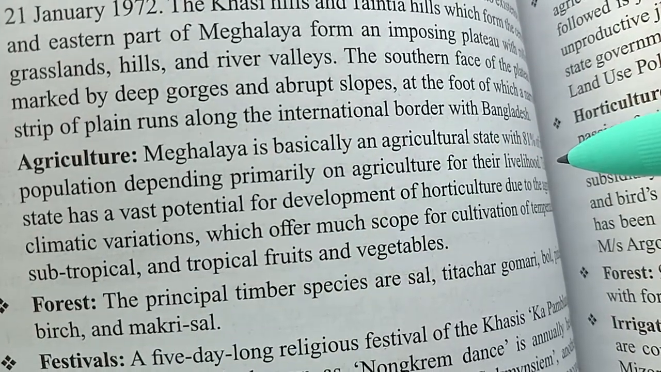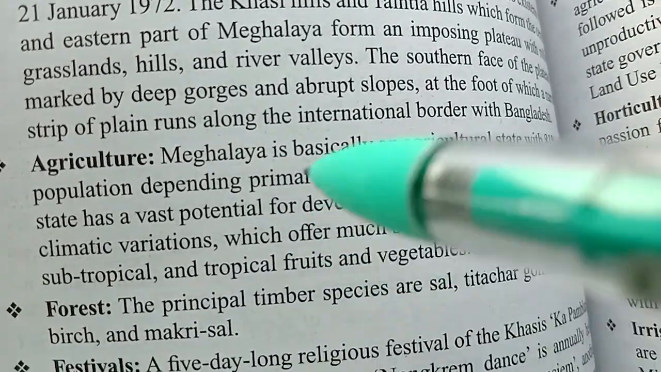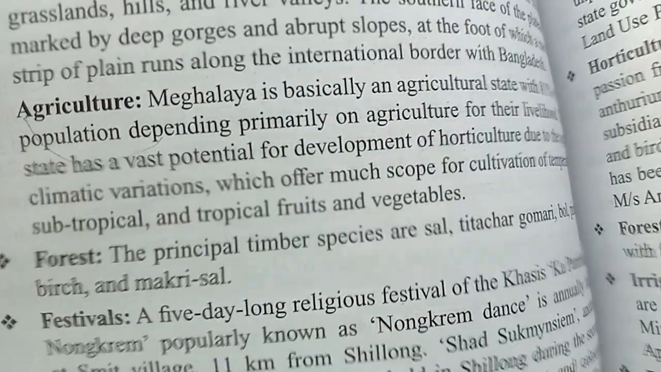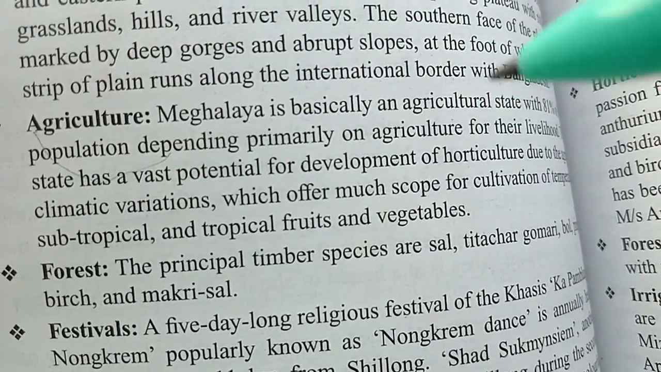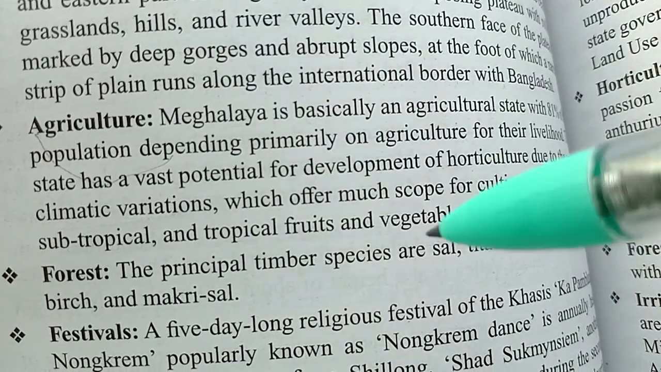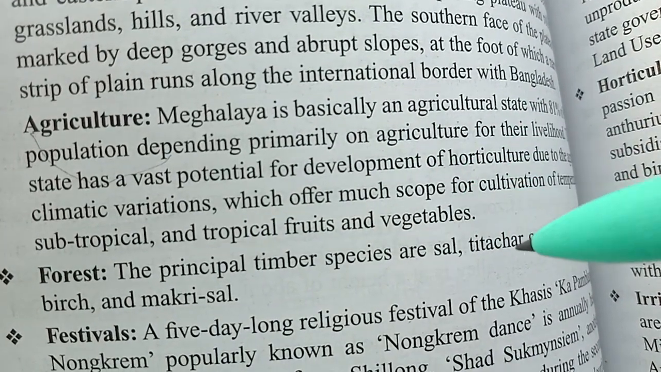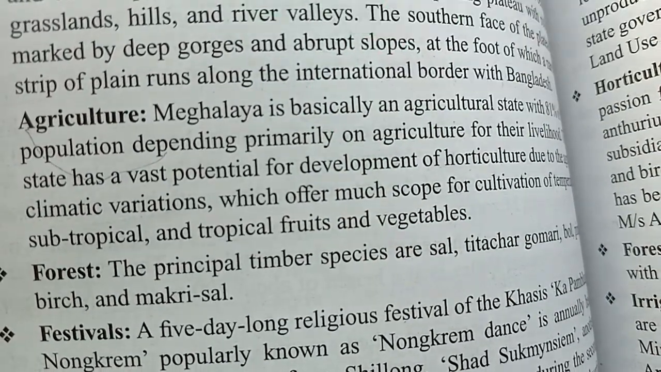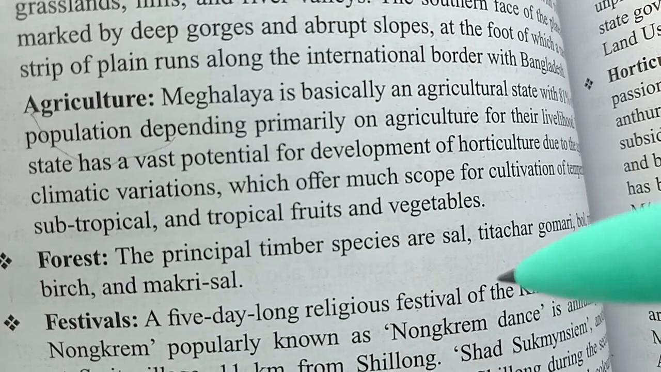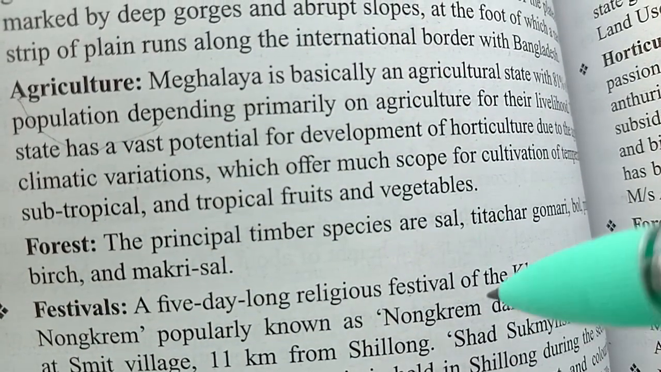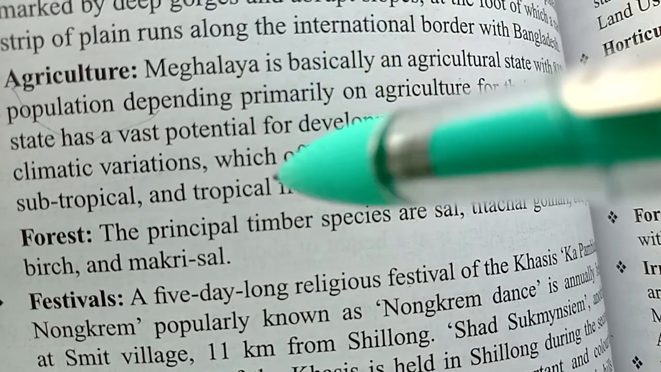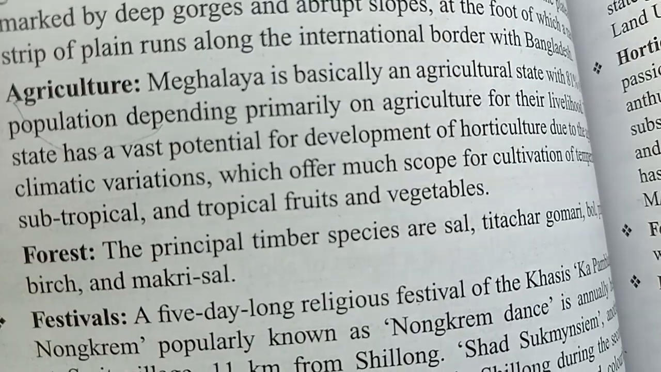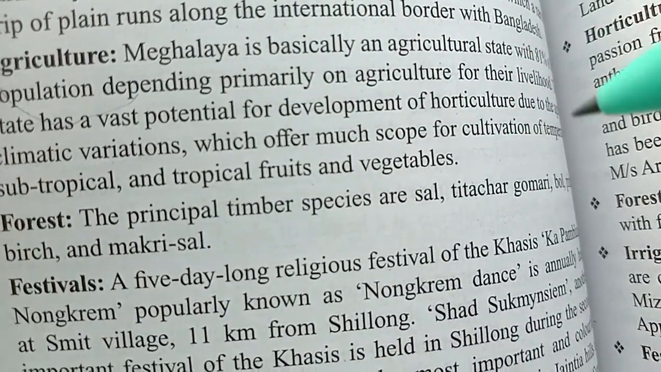Meghalaya is basically an agriculture state, with 81% of the population depending on agriculture. There is potential for development of horticulture due to the climatic variations here. Many tropical and subtropical fruits and vegetables are cultivated here. In forests, the principal timber species are sal, gamari, bolly, and others.